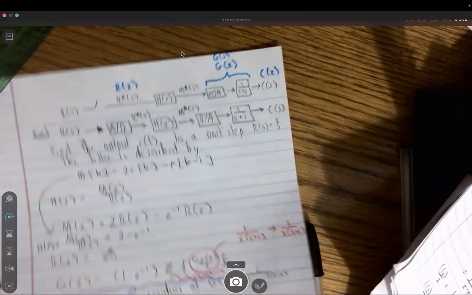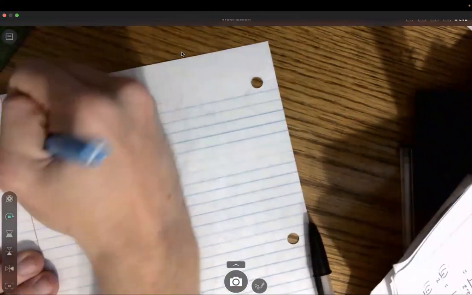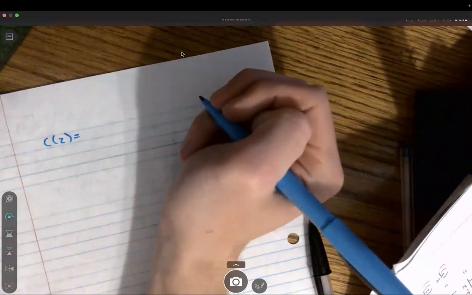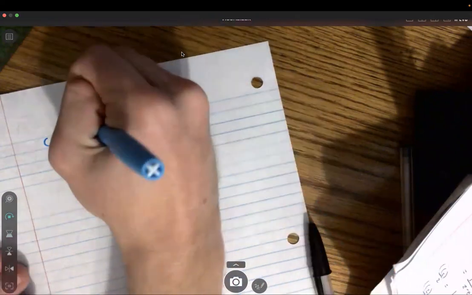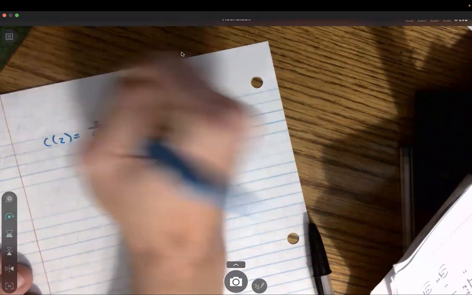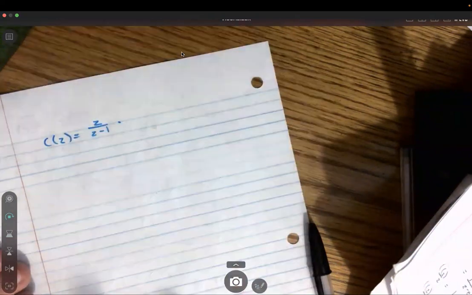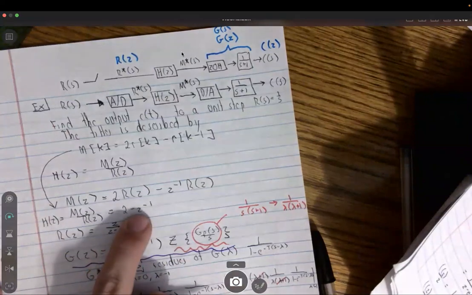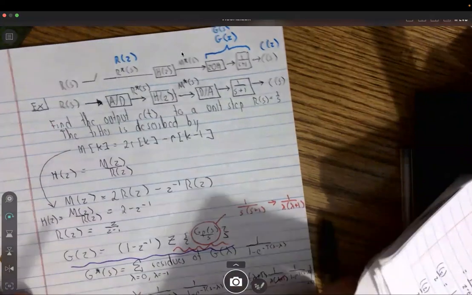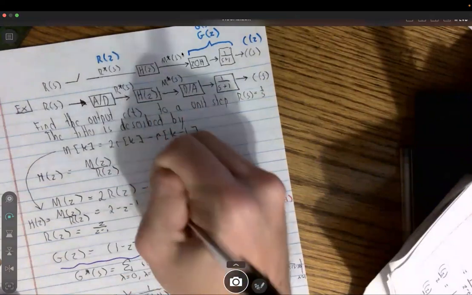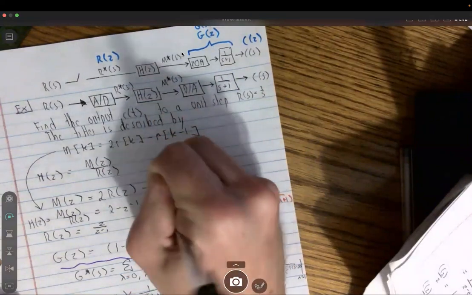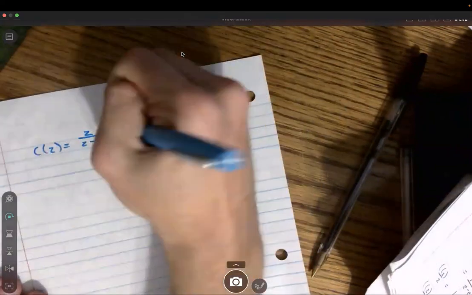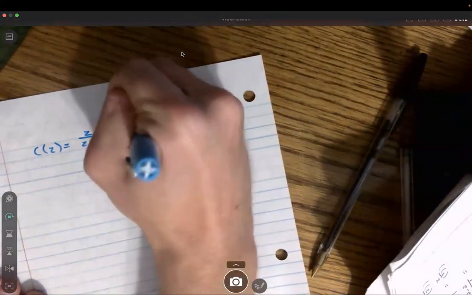And so what we're going to notice here is writing our C(z) in terms of what we got. So remember, our input was just the unit step, so it was z over z minus 1. Now, what we solved for is our H(z) was 2 minus z to the negative 1, which if we're writing that in terms of just z, is 2z minus 1 all over z.